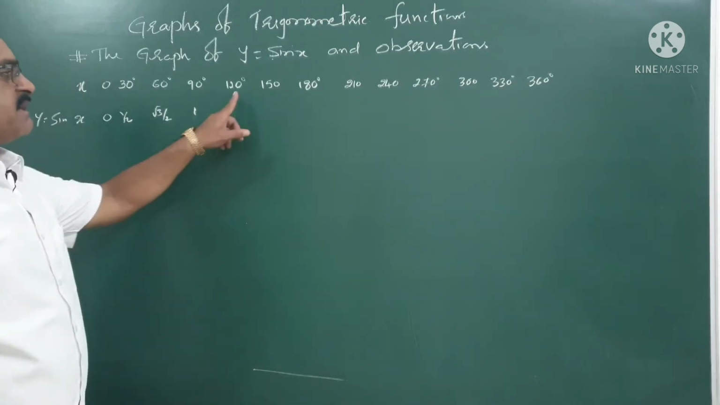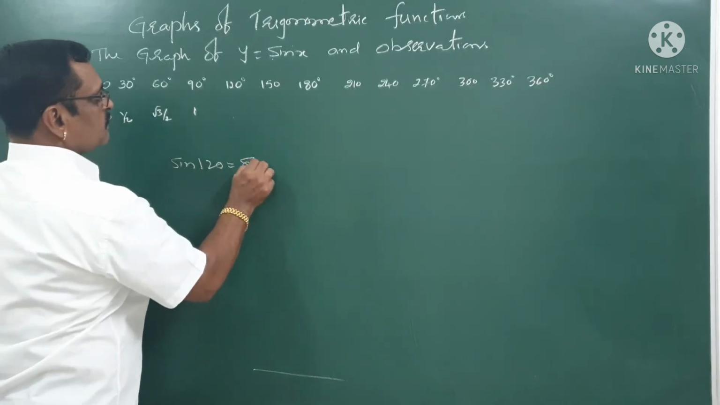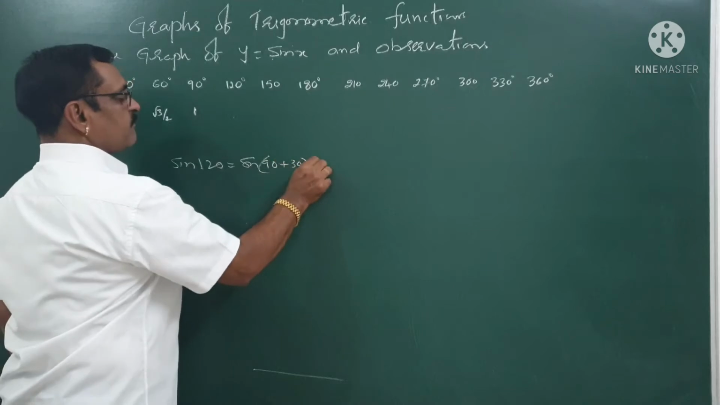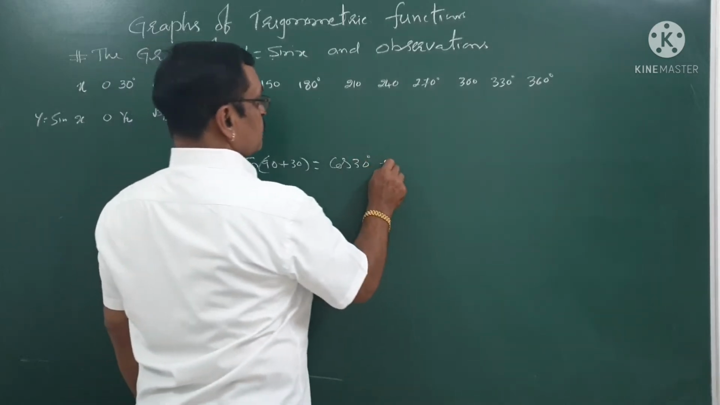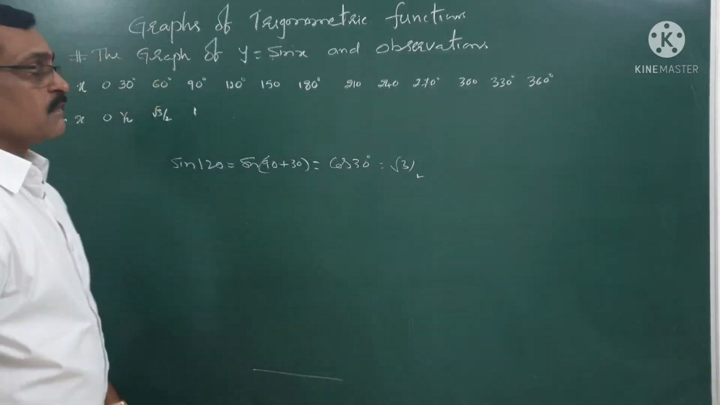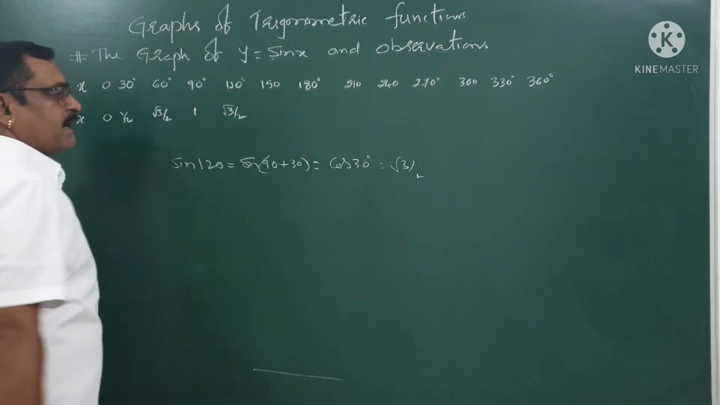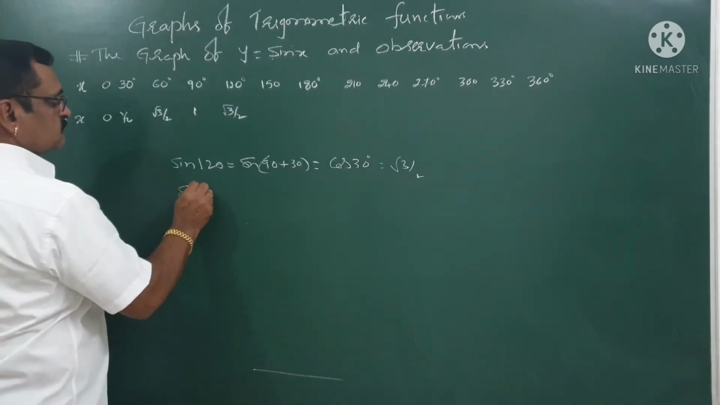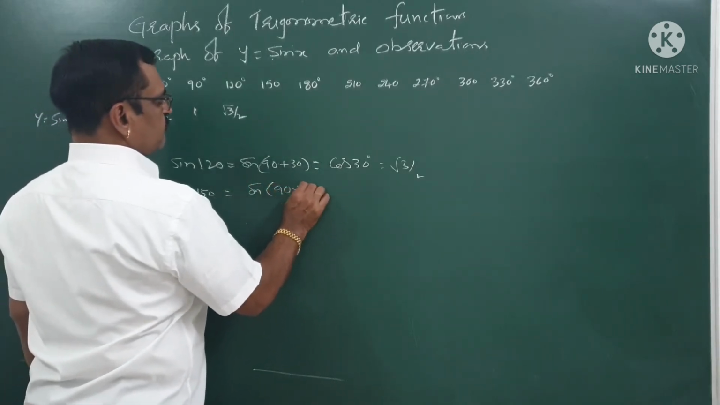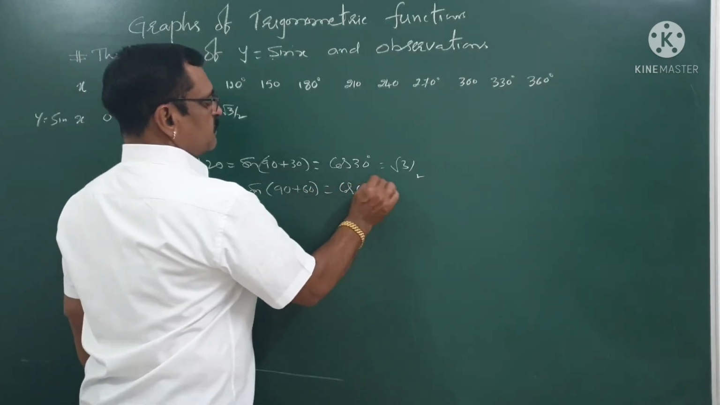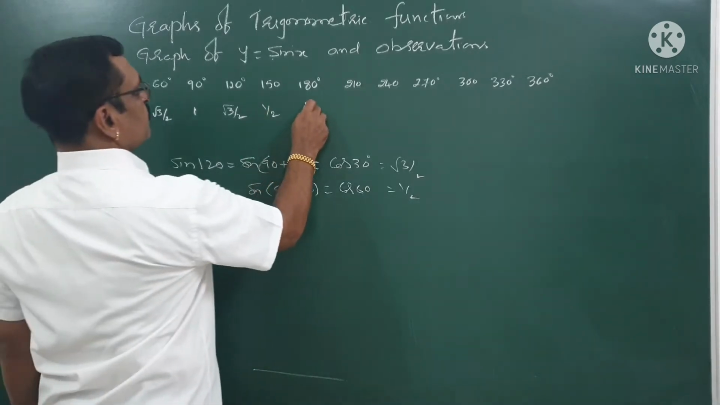How can we find the sin 120 value? Sin 120 is nothing but sin of 90 plus 30. Sin of 90 plus 30 is cos 30. Cos 30 is equal to root 3 by 2. So this is equal to root 3 by 2. Next one, sin 150. Sin 150 is equal to sin of 90 plus 60, which is equal to cos 60, which is equal to 1 by 2. And sin 180 is equal to 0.